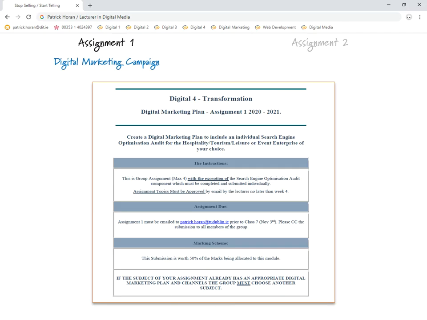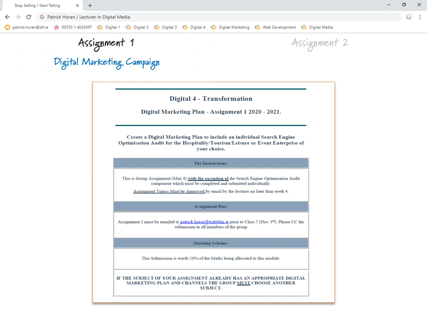So looking at assignment 1, as I said, it's a digital marketing campaign. It's all about the creation of a digital marketing campaign. So in this phase, we're really looking at analysing and creating a strategy for your campaign. So the first thing you've got to do, the title here, is create a digital marketing plan to include an individual SEO audit for a hospitality, tourism, leisure or event enterprise of your choice.